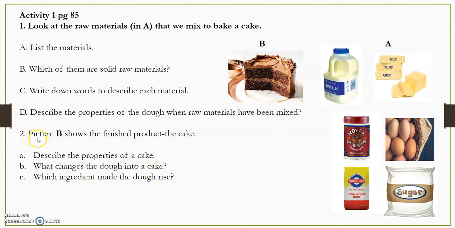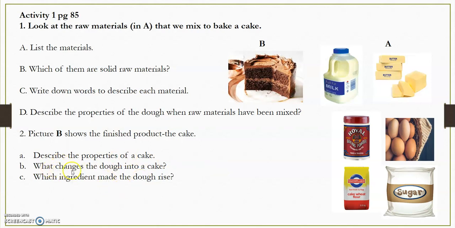And then question 2 says, picture B shows the finished product, which is the cake. There is our picture B showing the finished product. Describe the properties of the cake. Describe the properties. How does it feel? Is it malleable? Do you think it's ductile? Do you think it's soft? Is it hard? Is it moist or whatever? Give me a good description of what the cake looks like, feels like, tastes like, okay?